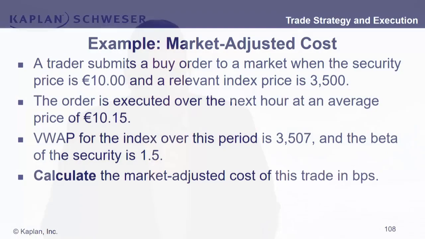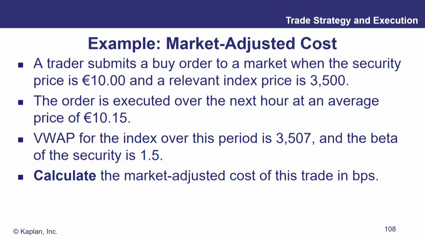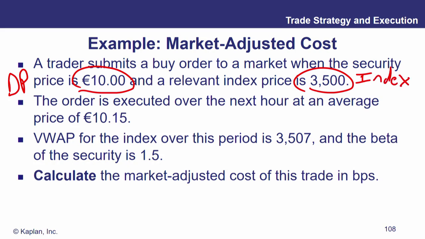Okay, so let's dive into another problem. So what do we have here? I've got a trader who submits a buy order when the security price is 10 euro and the relevant index price is 3,500. So let's make sure that we're comfortable with the terminology. We've got a decision price of 10. We've got the relevant index price at the time of the order is 3,500. The order is executed over the next hour at an average price of 10.15. So that's the executed price, 10.15.